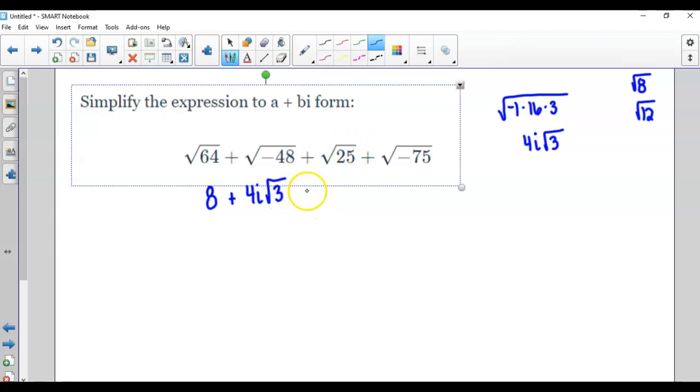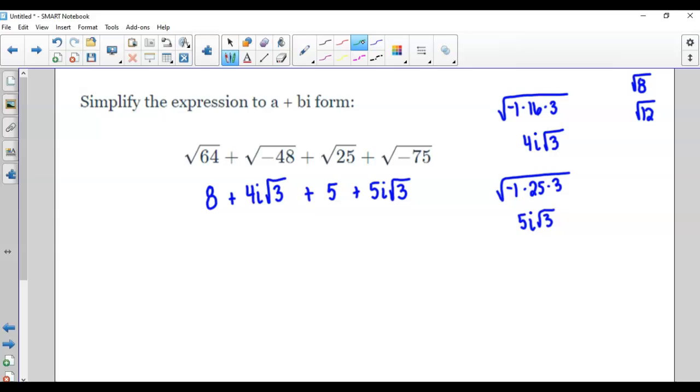The square root of 25, of course, is just 5. And then for the square root of 75, we're going to have to break that down. So that would be negative 1 times 25 times 3. And so the square root of negative 1 is I. The square root of 25 is 5. And the 3 is going to have to stay underneath the square root. So we've got plus 5I square root of 3.